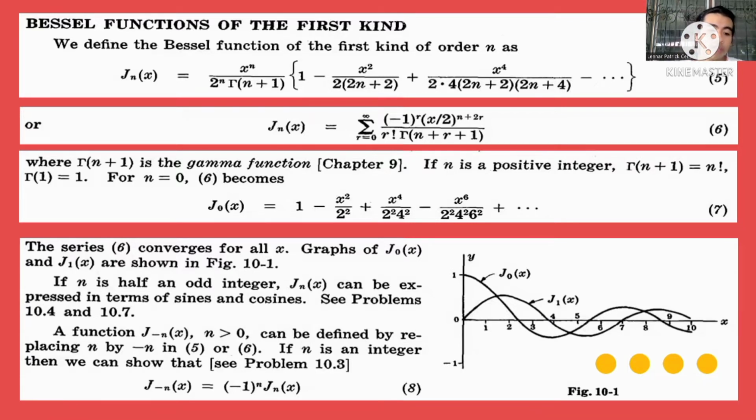So yung function of J sub minus n of x, n is greater than 0, can be defined siya by replacing n by minus n in 5 or 6. So if n is an integer, then makikita natin dito sa problem 10.3 na J sub minus n of x is equal siya sa negative 1 raised to n J sub n of x. So next.